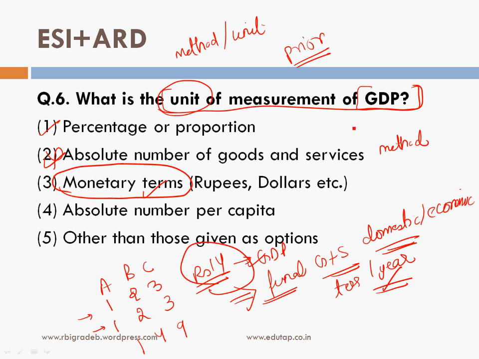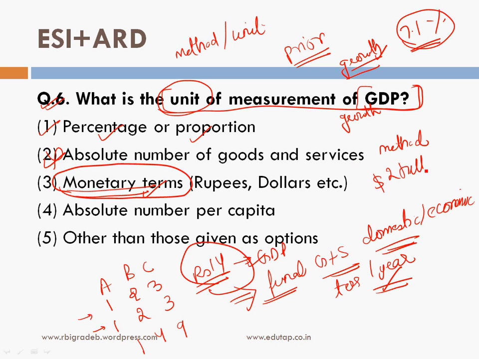Right? When we talk about percentage, it is the growth. It is not the measurement of GDP itself. If we say that Indian GDP has grown by 7.1%, we are talking about the unit of measurement of growth of GDP. So had the question been what is the unit of measurement of growth of GDP, then the percentage option would have been the right answer. Okay, so for this question the right answer becomes monetary terms. So if we say that the Indian economy is worth $2 trillion, it is nothing but we are using monetary terms, in dollar terms, to express the value of Indian GDP. Fine.